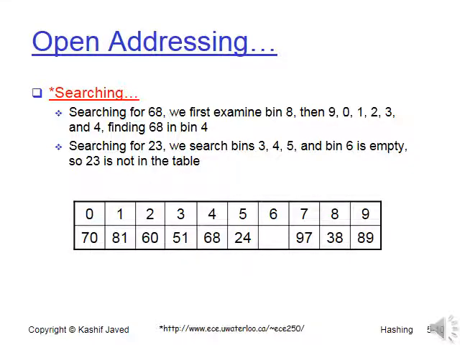Now searching for 23, we will search bin 3 since the least significant digit of 23 is 3. It's not present there. We move forward to bin 4, bin 5, and finally when we check bin 6, it's empty. Since an empty bin is used as the search termination condition, 23 is not available in the table.